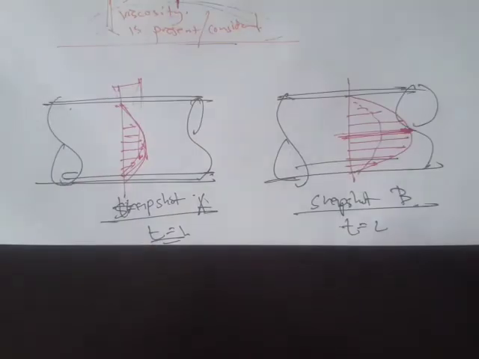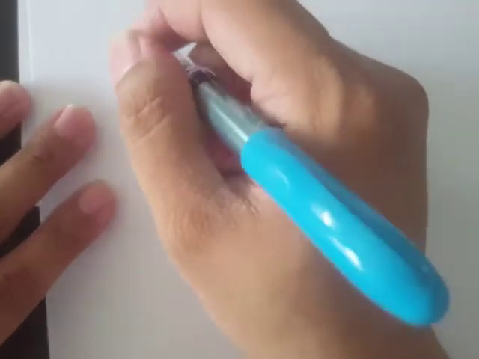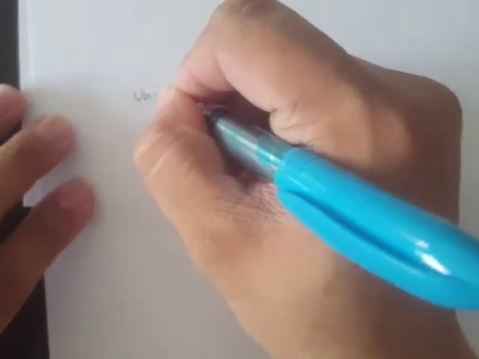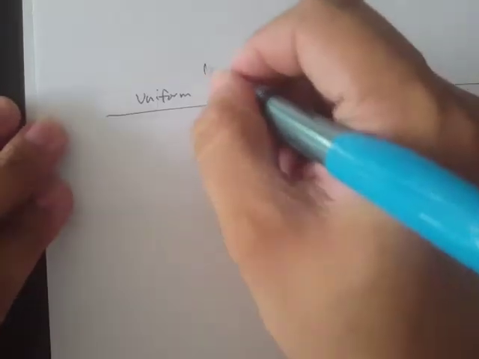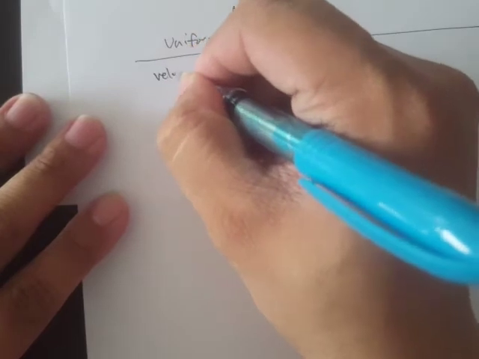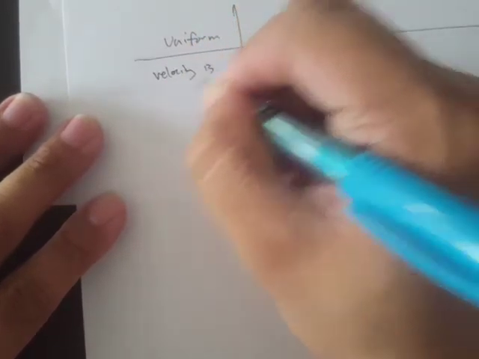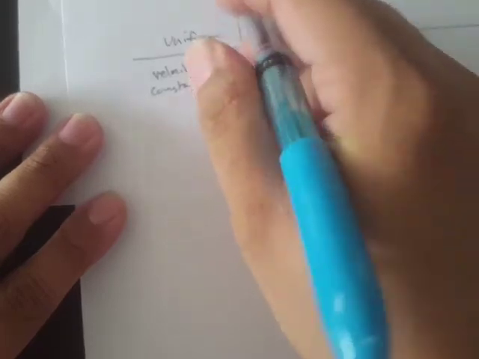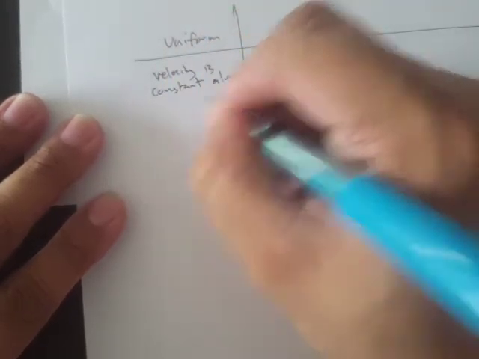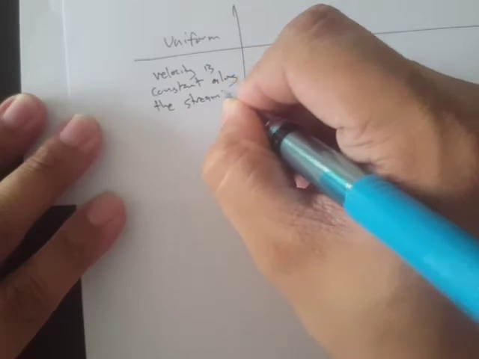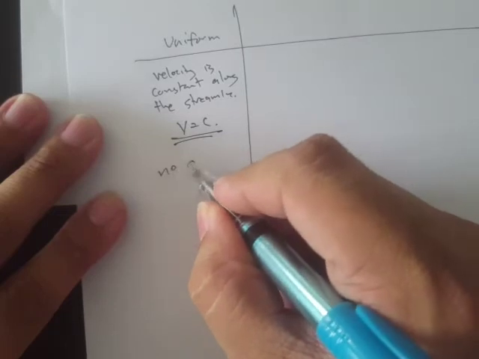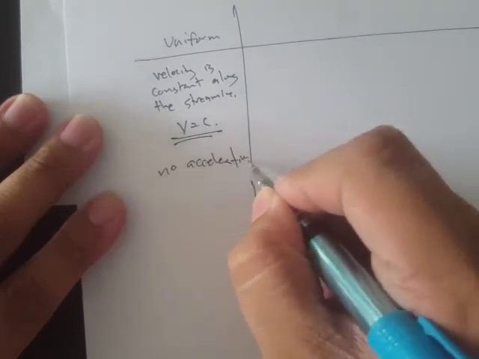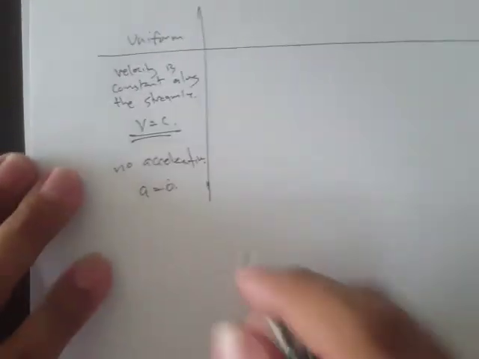So therefore, if we now make a summary of the tables, of this classification of flow, when we say uniform, it means that velocity is constant along the streamline. So V is equal to C, and therefore if velocity is constant, then there is no acceleration. A is equal to 0.